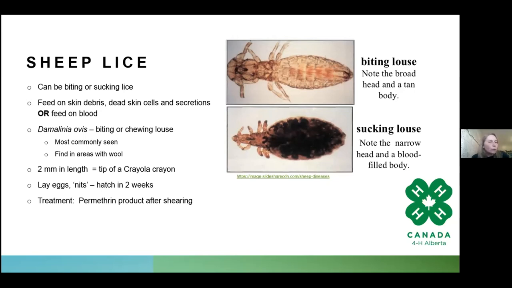So if you part the wool and take a look down, you should be able to see these little brown guys. If you think you see one, take it on your hand and see if it moves. If it starts to move, some people put it in a Ziploc bag.